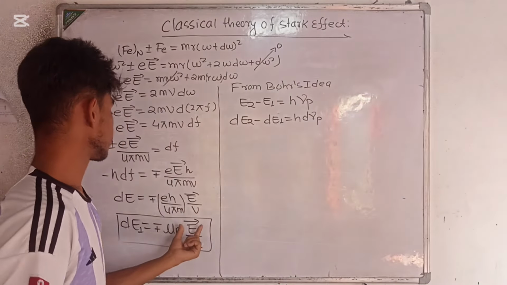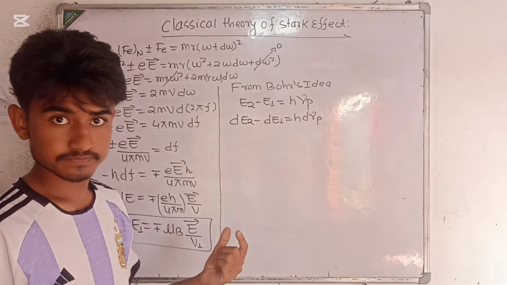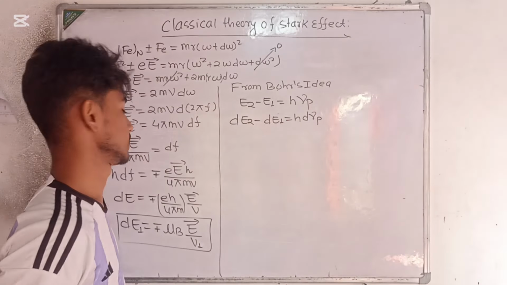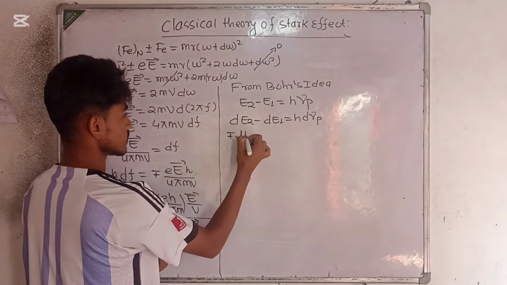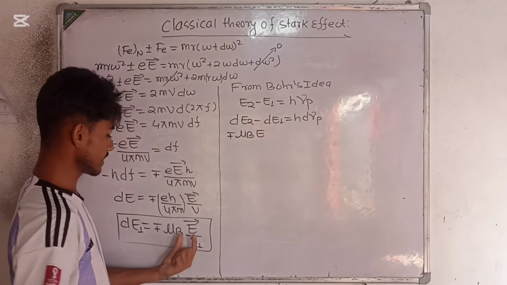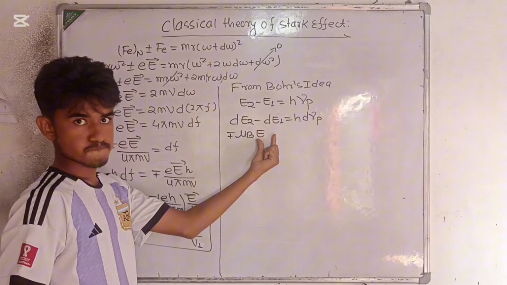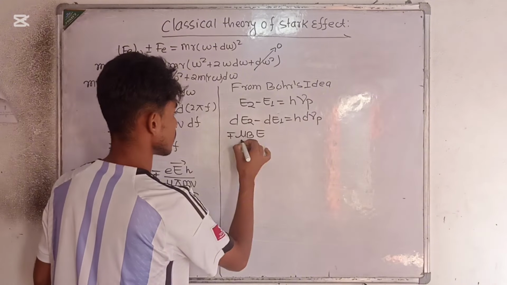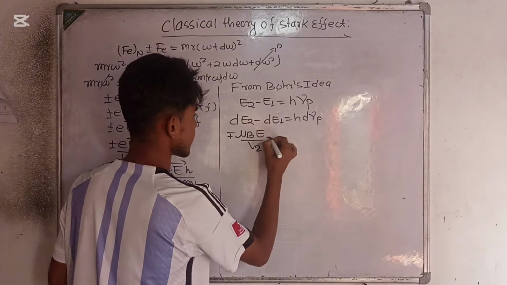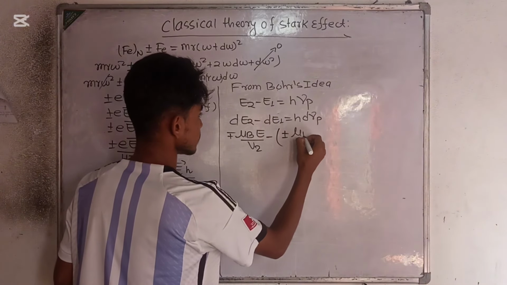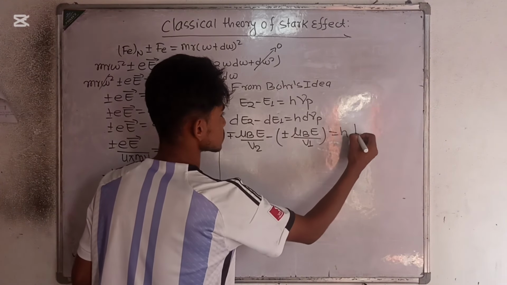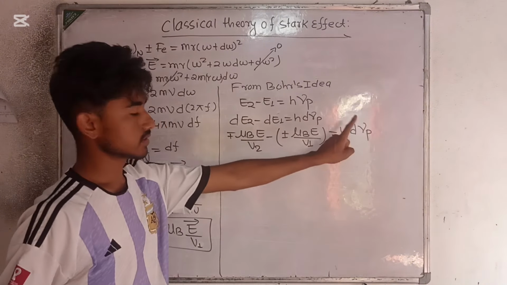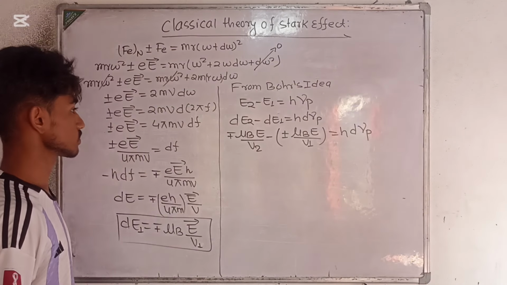And you can ask me why the electric field is not used, you are using E2 and E1, because the field strength is constant over the time. You are applying the same field. So you can write here dE2 is minus plus mu B. So I'm using now E for electric field upon V2 minus plus minus mu B E upon V1 equals h d nu of photon, right? I'm not doing anything wrong, I guess so.